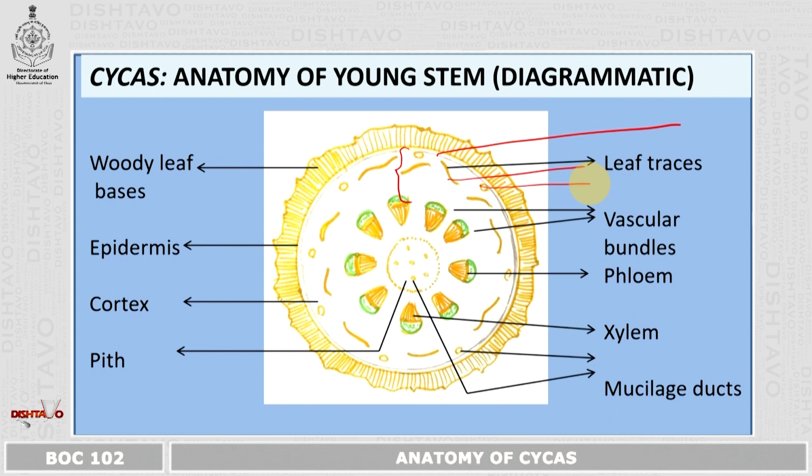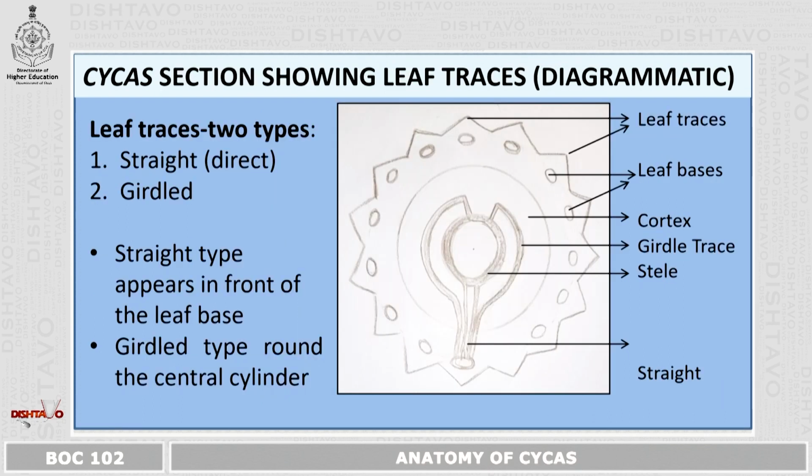The cortical region encloses a number of vascular bundles arranged in a ring-like manner. Each vascular bundle is conjoint, collateral, and open type, and it is endarch in nature, with protoxylem in the center and metaxylem towards the periphery. The center is occupied by pith, made up of thin-walled parenchymatous cells and enclosing mucilage canals. These are the two types of leaf traces seen in the section of Cycas stem. And the two types of leaf traces are straight type and girdle type.